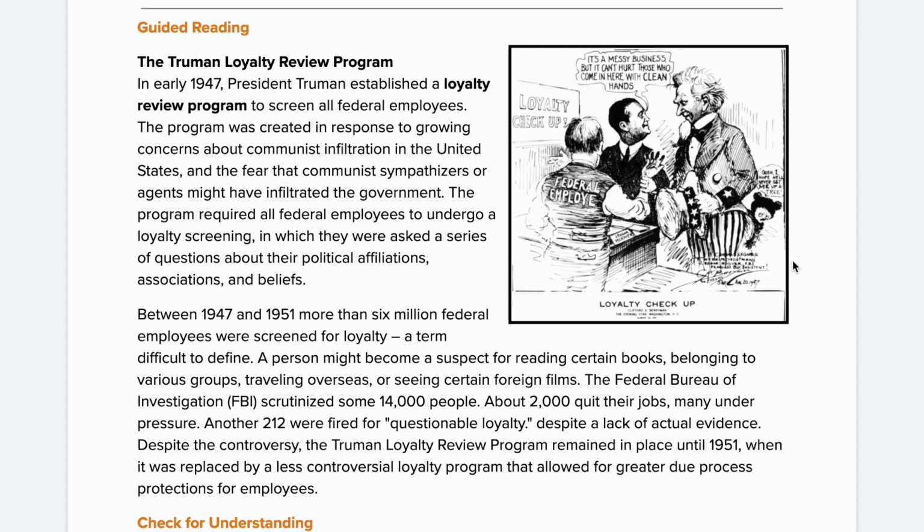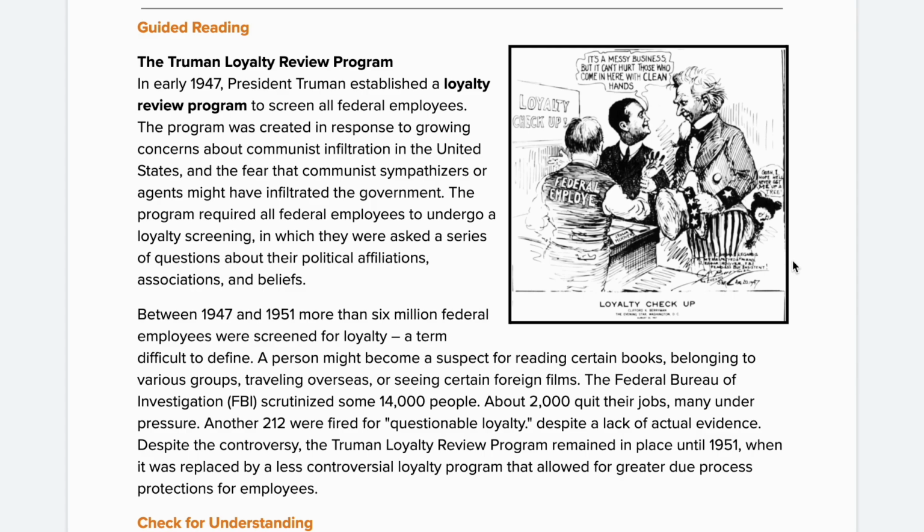The program required all federal employees to undergo a loyalty screening, in which they were asked a series of questions about their political affiliations, associations, and beliefs. Between 1947 and 1951, more than 6 million federal employees were screened for loyalty, a term that was difficult to define. A person might become a suspect for reading certain books, belonging to various groups, traveling overseas, or seeing certain foreign films. The Federal Bureau of Investigation scrutinized some 14,000 people.